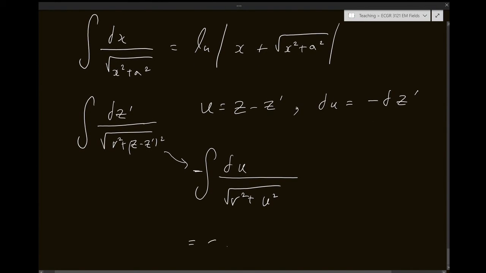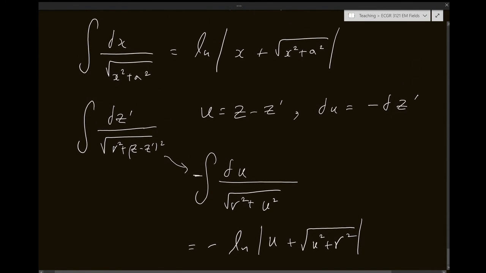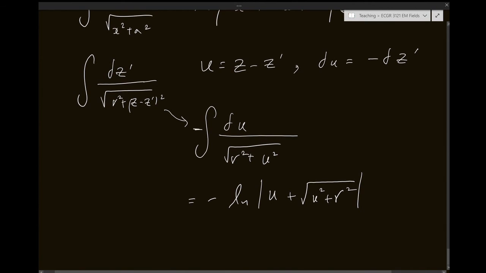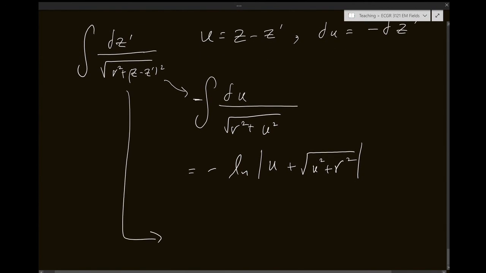This integral is going to be minus ln of u plus square root of u squared plus r squared. I just used the indefinite integral that I found from the table. Then I plug back in the value of u. So the indefinite integral turns out to be minus ln. Instead of u, I put in z minus z prime plus square root of (z minus z prime) squared plus r squared.